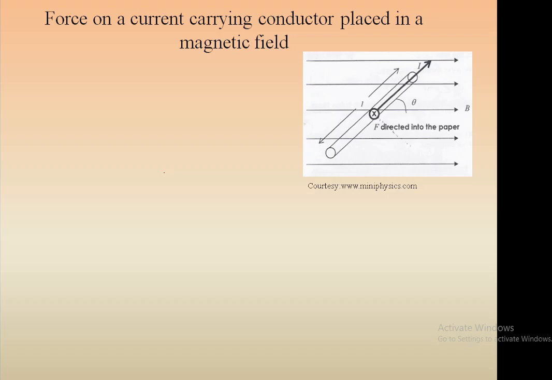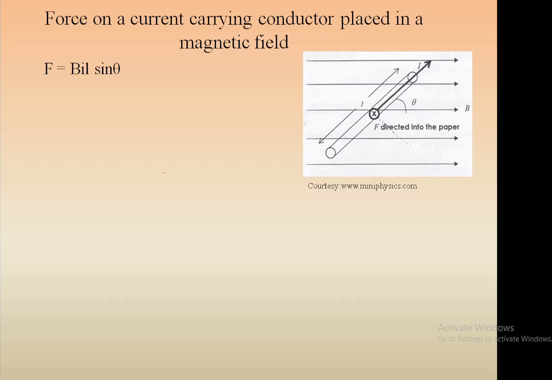Here a current carrying conductor is placed in a uniform magnetic field B, and the conductor is making an angle theta with the direction of the magnetic field, and L is the length of the conductor. When a current carrying conductor is placed in a magnetic field, a force acts on the conductor and it will be in motion. The magnitude of the force acting on that conductor is given by the expression F is equal to BIL sin theta.